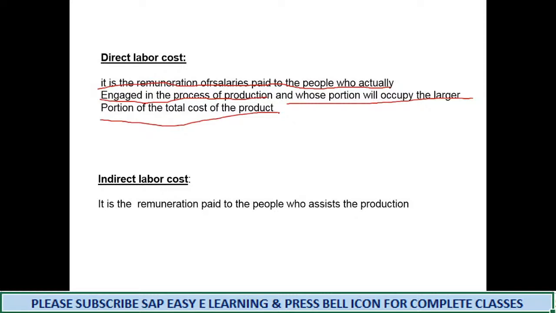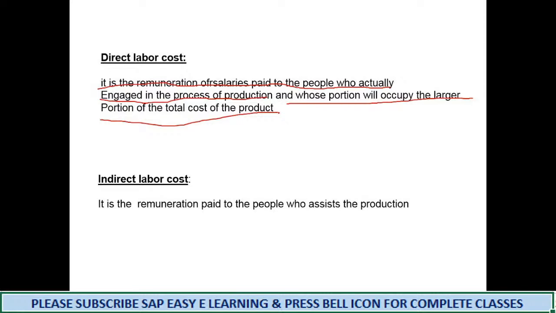And there we are producing computer tables. So we have 10 workers. Each worker is producing 1 table a day. And for each worker, we are paying $50 as daily wage. Then what is the cost of the labor per table? $50. So it is occupying a larger portion of the total cost of the product.